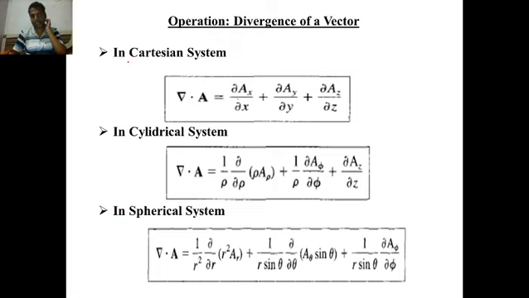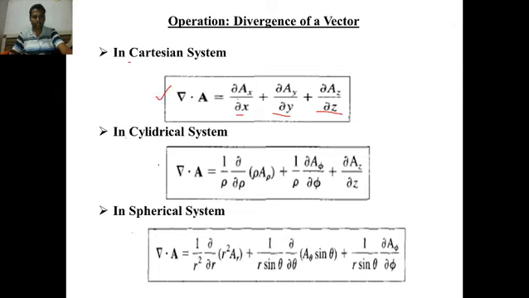Obviously there are three coordinate systems: Cartesian, cylindrical and spherical. Divergence of a vector can be obtained by taking the dot product of del with the given vector. How to memorize these three formulas in three systems? Again you will require the differential lengths of these three systems. Differential length in Cartesian system is dx, dy, dz. You write down these three differential lengths on the denominator side, you will get this formula.